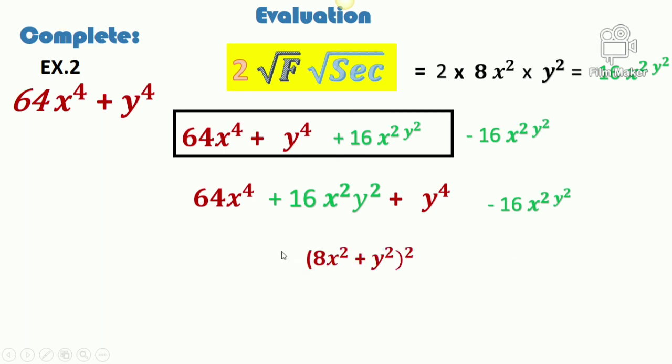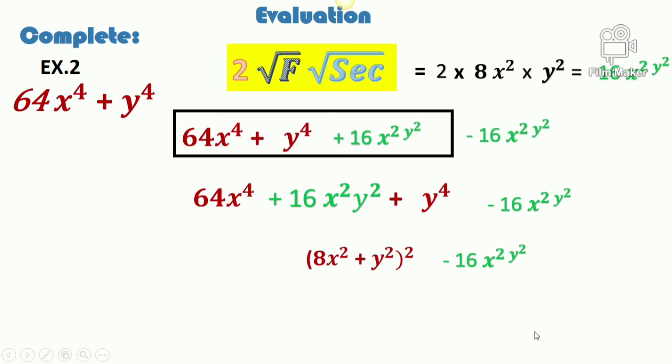The square root of 64 is 8. The square root of y⁴ is y². The whole bracket is squared. And here we get negative 16x²y².